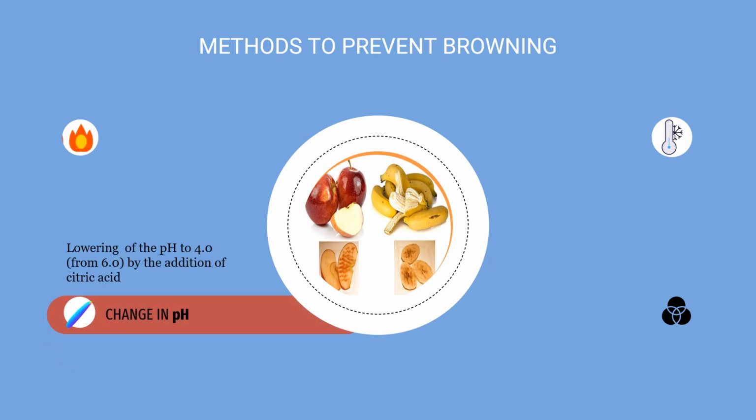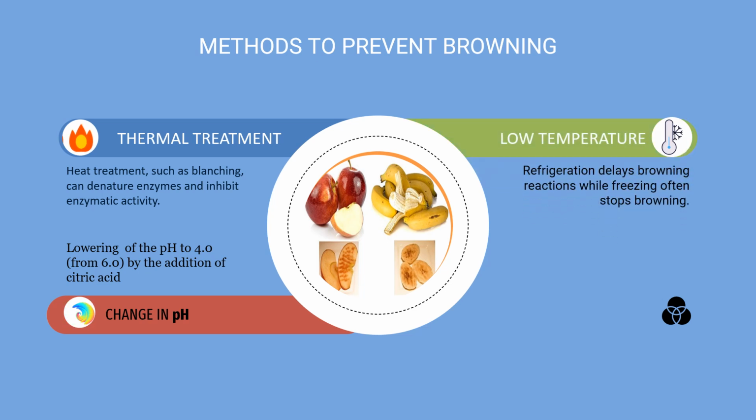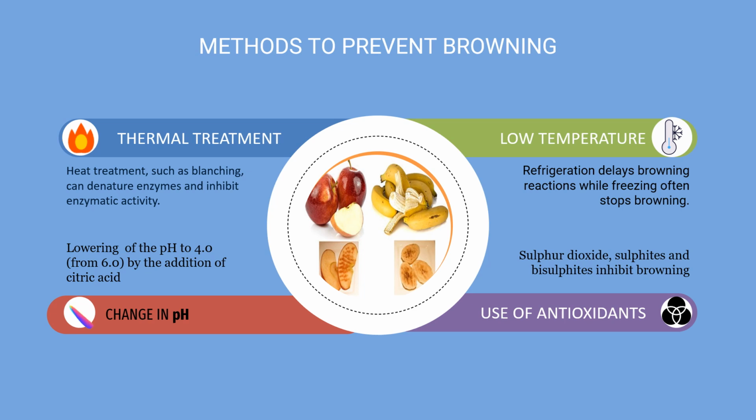One, whenever you can bring about a change in the pH. When there is a lowering of the pH to 4 by the addition of citric acid, browning can be prevented. A thermal treatment such as blanching can denature enzymes and inhibit enzyme activity. Placing cut fruits or vegetables at lower temperatures can prevent browning, wherein refrigeration can delay browning and freezing can often stop browning reactions. Use of antioxidants like sulfur dioxide, sulfites and bisulfites could help in inhibiting browning reactions.